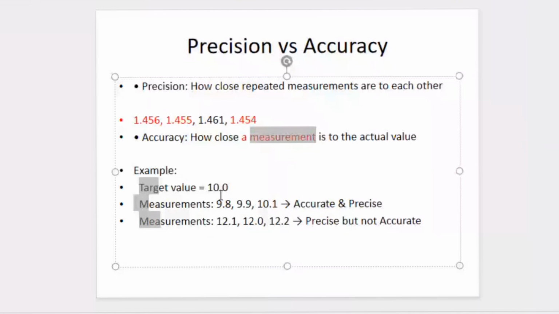I believe this is a clearer explanation of the difference between precision and accuracy. Something can be precise but not accurate. For you to say something is accurate, it needs to be close to the real or actual value. To mention accuracy, you need to know the actual value.